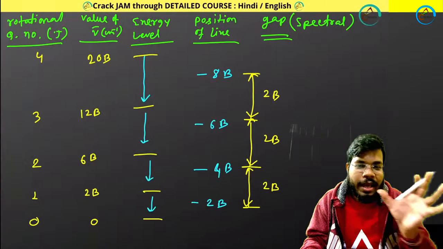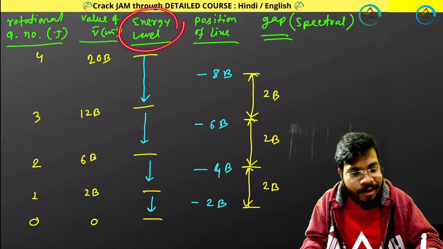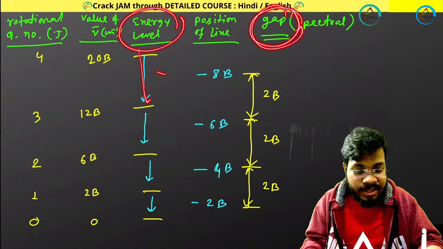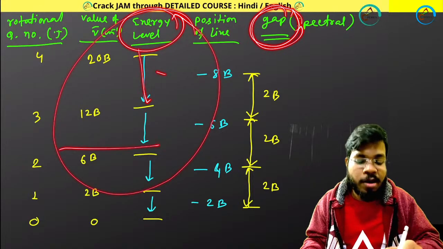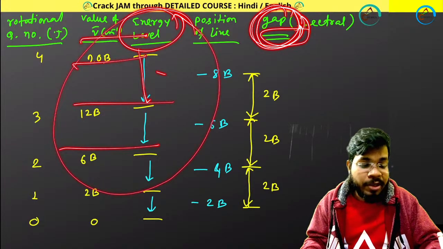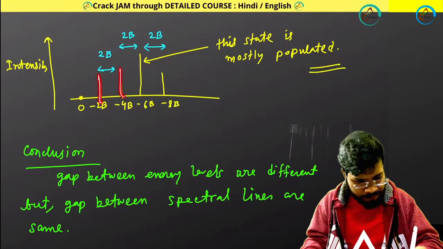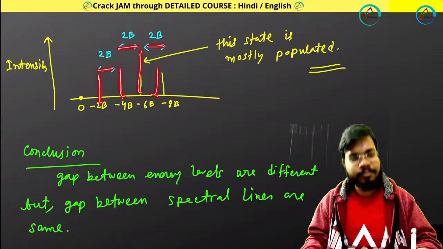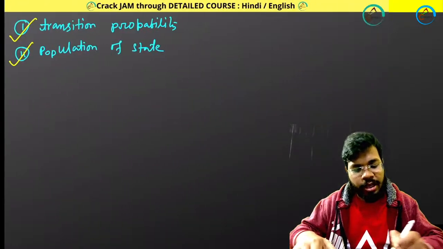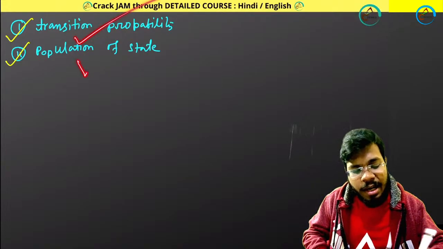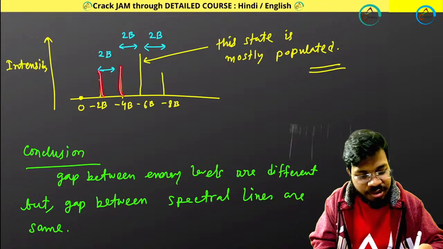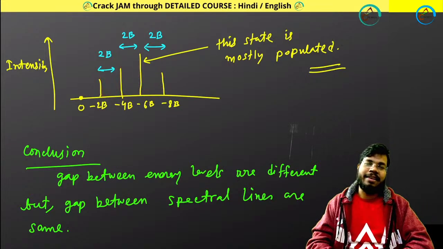So don't mix up the energy gap and the spectral gap. This is my energy gap of different rotational energy levels, and this is my what? The gap between two spectral lines, this gap. Clear? So that's all about this video. In the next video we will be talking about transition probability and population of state, and how we will be deciding the height, the intensity of the spectral line. Simple.